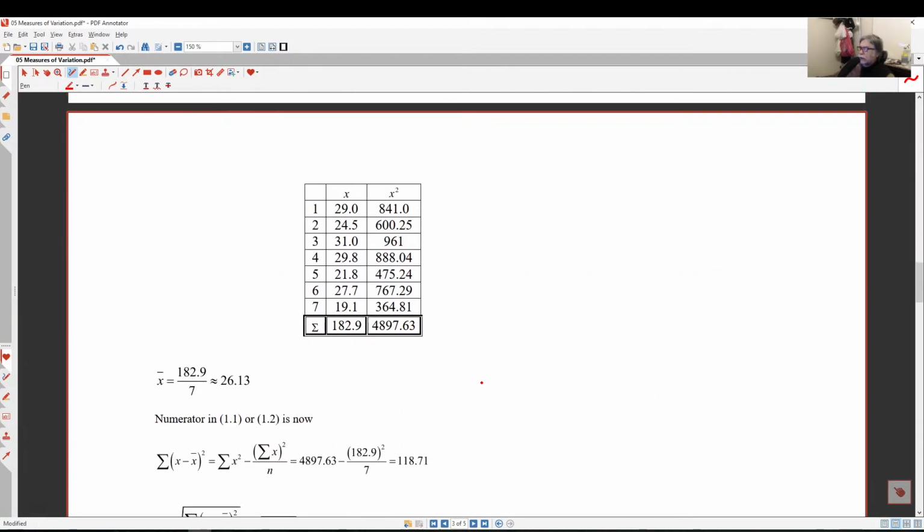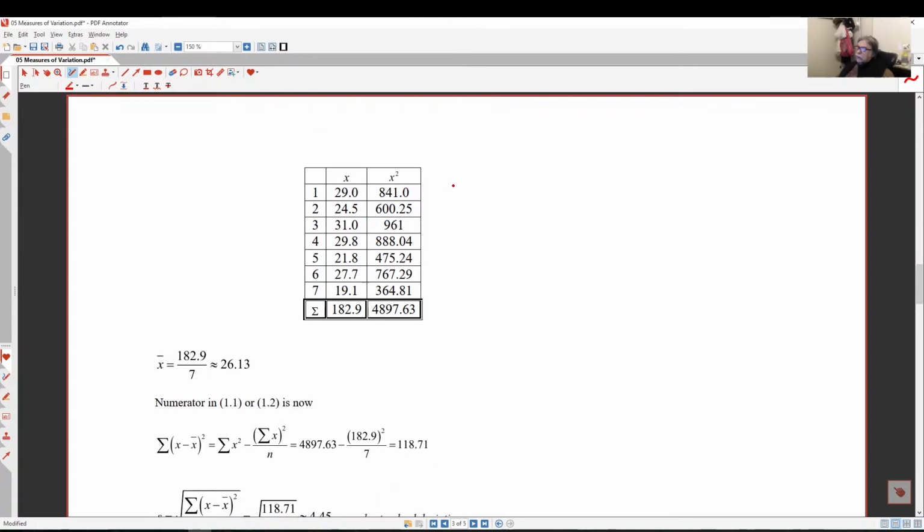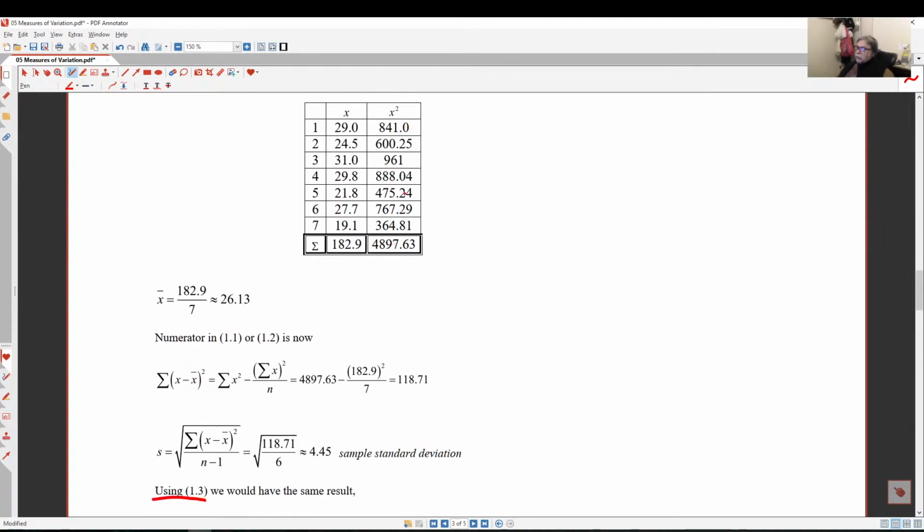Now, if we want to calculate the sample standard deviation, then we're going to use the formula. I'm going to use formula 1.3. First of all, I need to itemize everything. I need to itemize the x's. So this 29.0, just basically copying these numbers into the table. The square of all of them, so 29 squared is 841. 24.5 squared is 600.25, and on you go. Sum all of the x's, you got 182.9. Sum all of the x squares, you got 4,897.63.